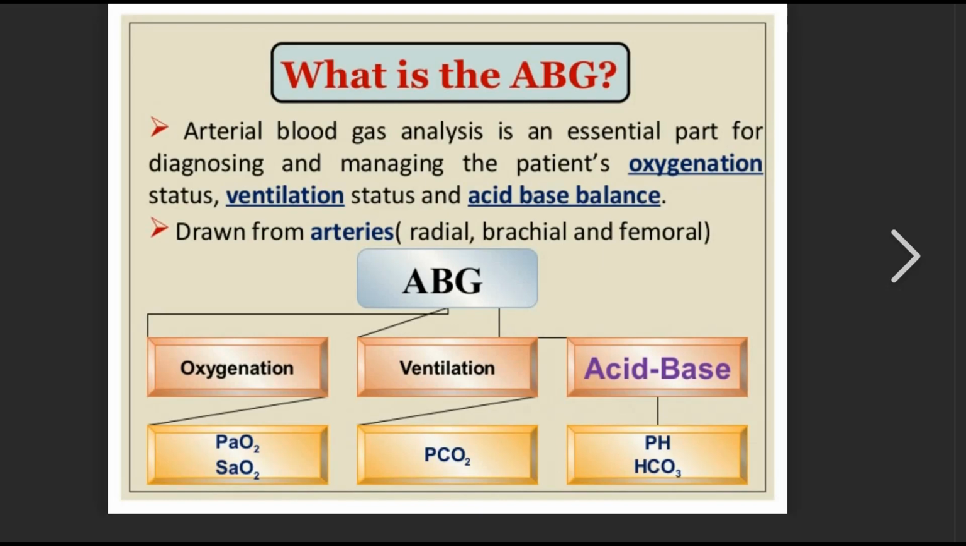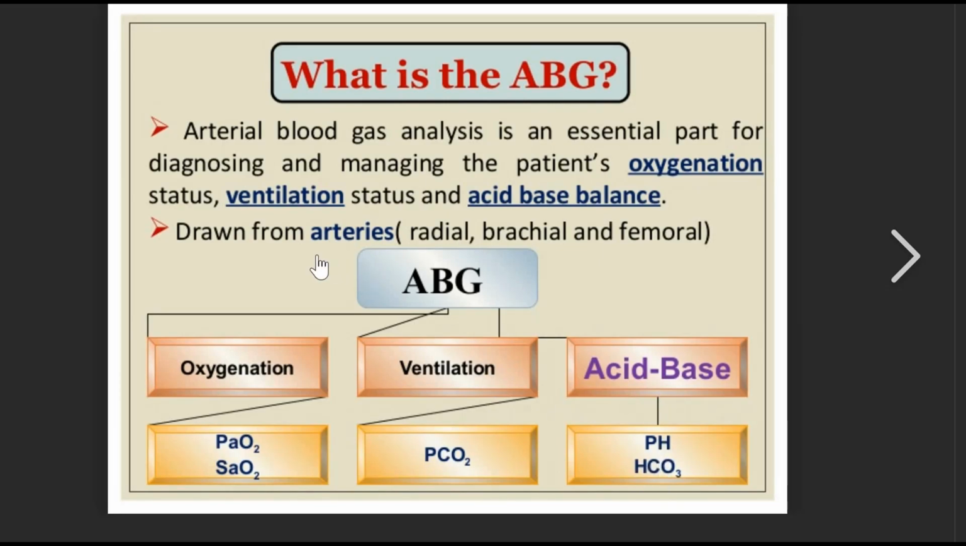What is ABG? ABG is arterial blood gas, and when you interpret ABG, you are analyzing patient oxygenation status, ventilation and acid-base balance. Oxygenation status is assessed by looking into PaO2 and SaO2 level, that is partial pressure of oxygen and the saturation of oxygen in the arterial blood. You can look into ventilation status by looking into the PaCO2, that is partial pressure of carbon dioxide levels, and the acid-base balance by looking into pH and the bicarb level.